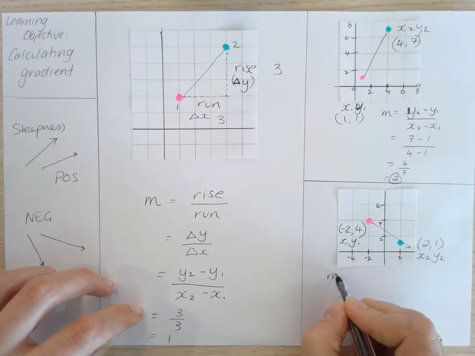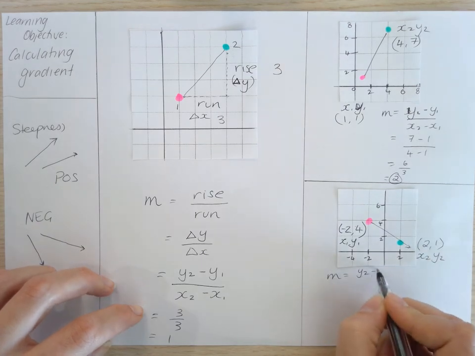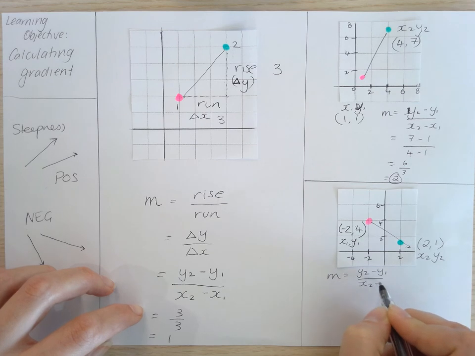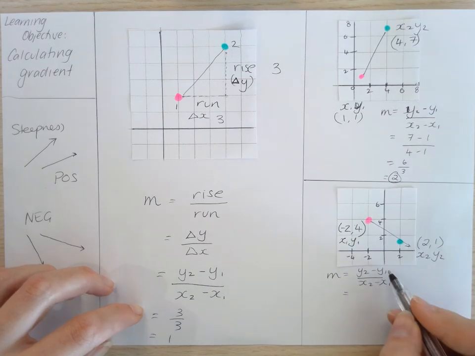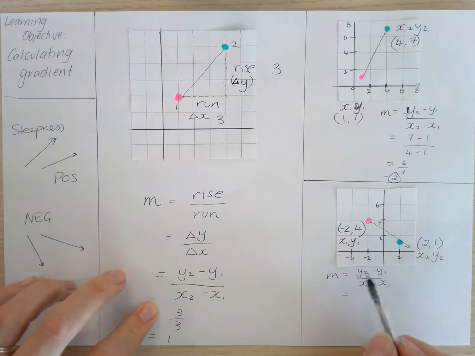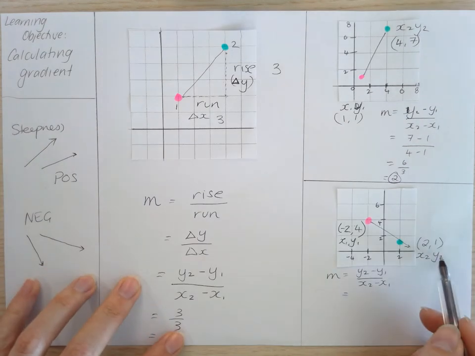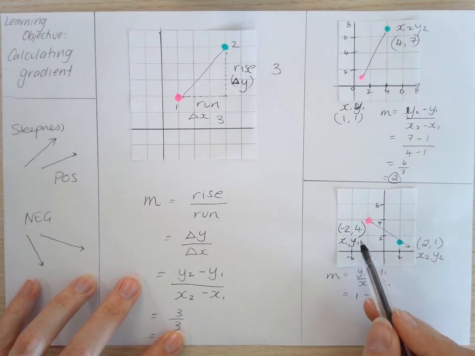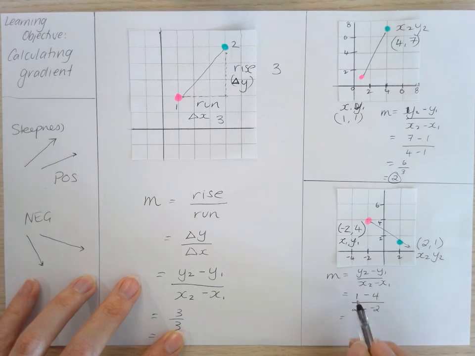So here's our gradient formula, y2 minus y1 on x2 minus x1. We have to get these in the right order, and we have to make sure that 2 is taking away 1 so that we are consistent each time. All right, y2 is 1. We are taking away our value of y1, which is 4. And then we have our x2, which is 2. Take away our -2 for x1. So 1 take 4 is -3. 2 minus -2 equals 4.